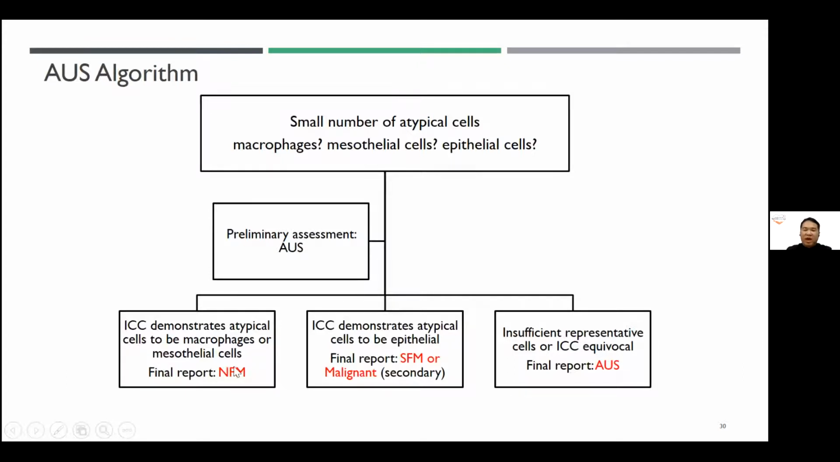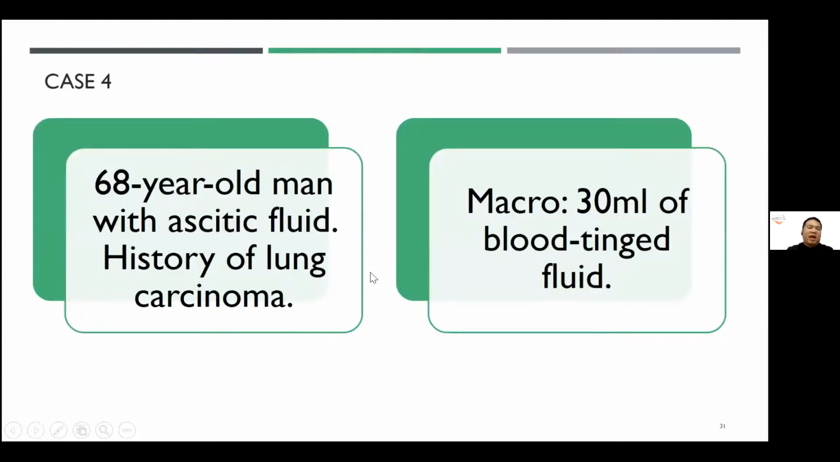If you have adequate sample, we do stain to divide it into positive or negative. If you don't have, we need it. Most of the time, if we don't have adequate sample, we need AUS to keep this diagnosis as a borderline decision. And then we come to case 4.